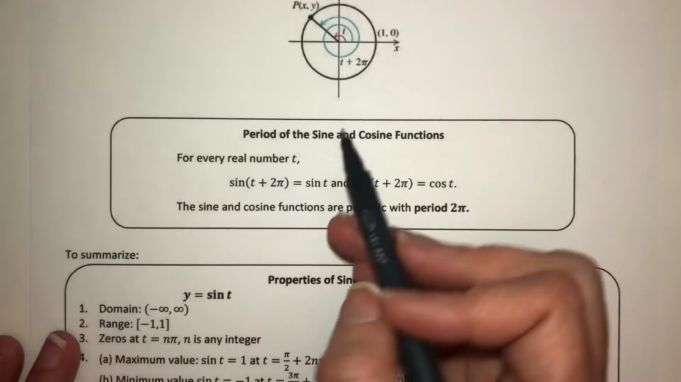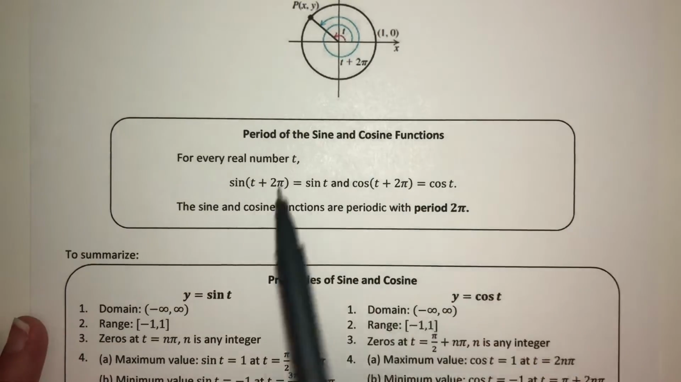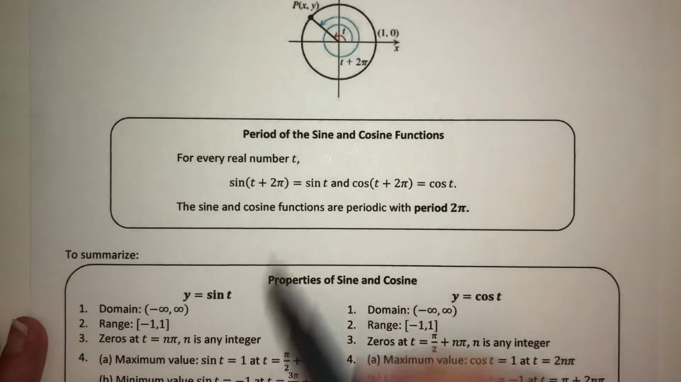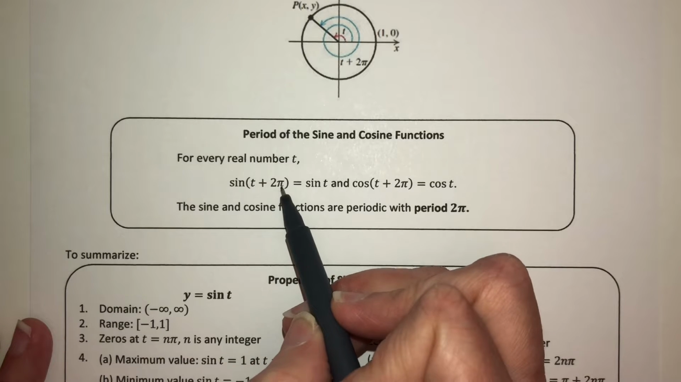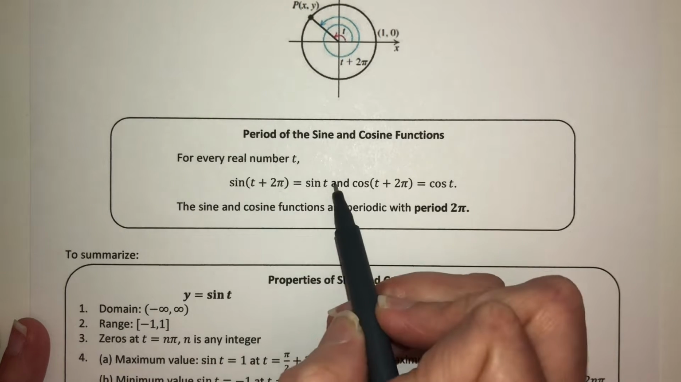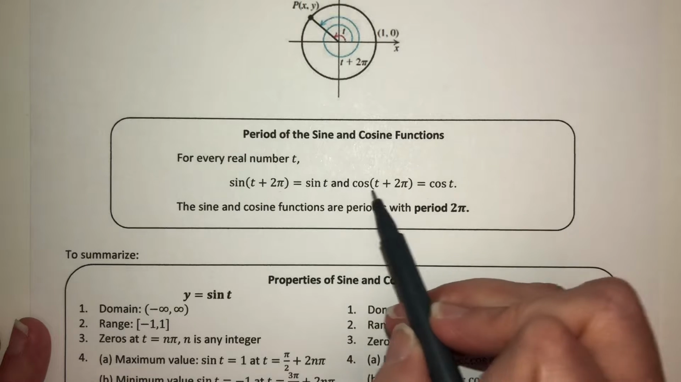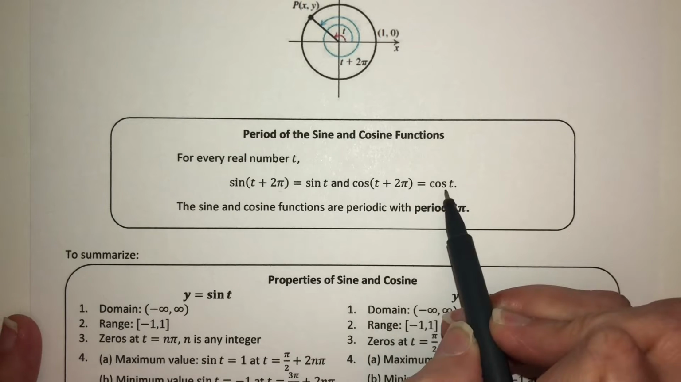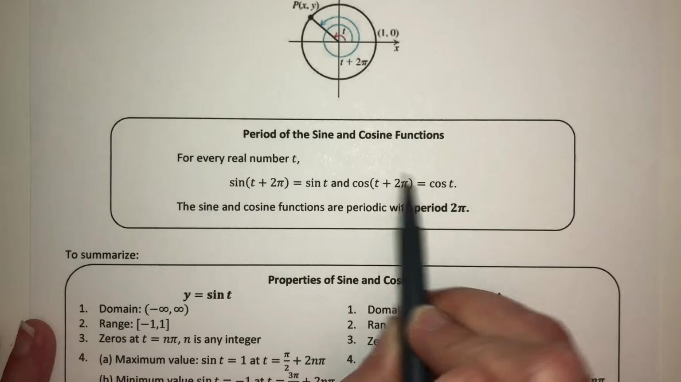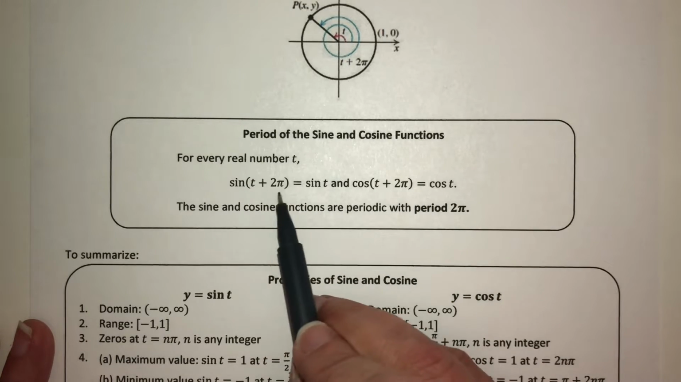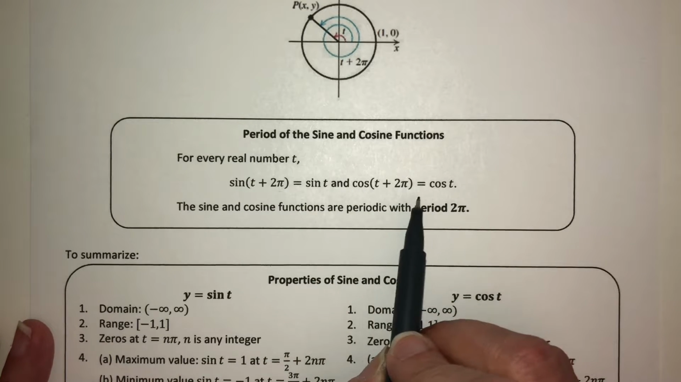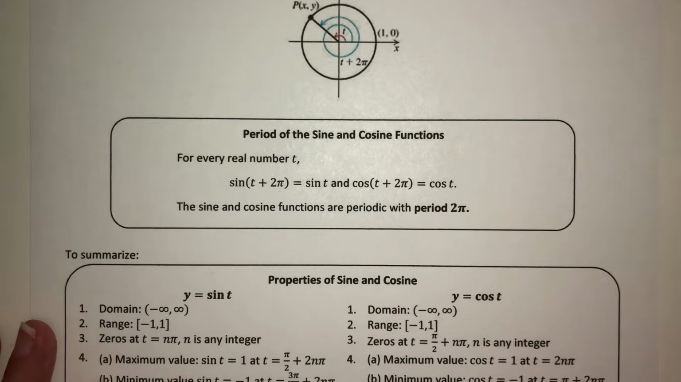functions. And all this is saying here is that for every real number, I can add 2 pi to that number, and I'll have the same sine value. And here I have the same cosine value. This is talking about coterminal angles, which we've already been dealing with. And basically, this just means that the sine and cosine functions are periodic with period 2 pi. They start repeating themselves every 2 pi units.